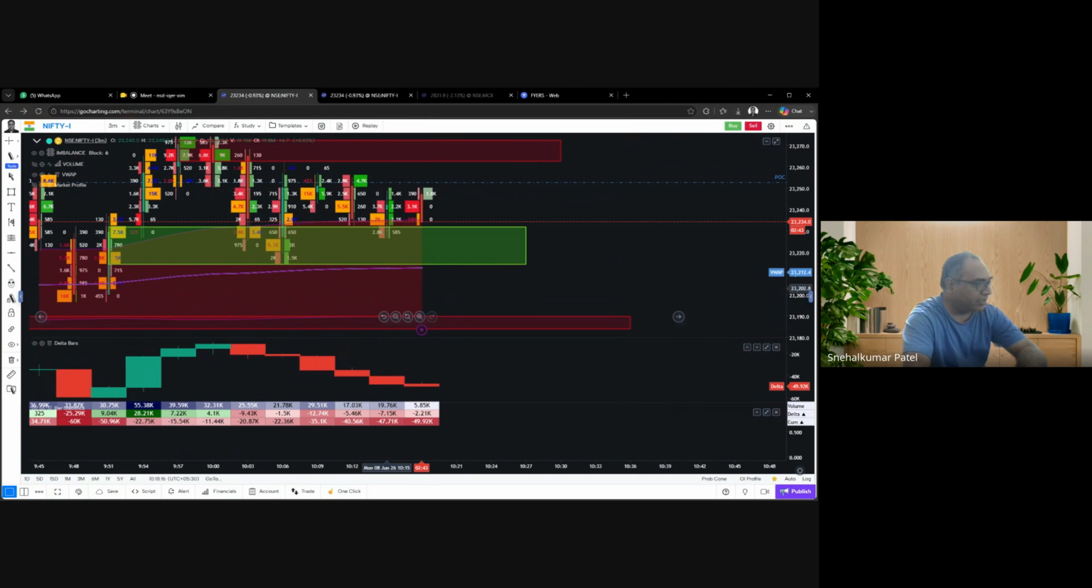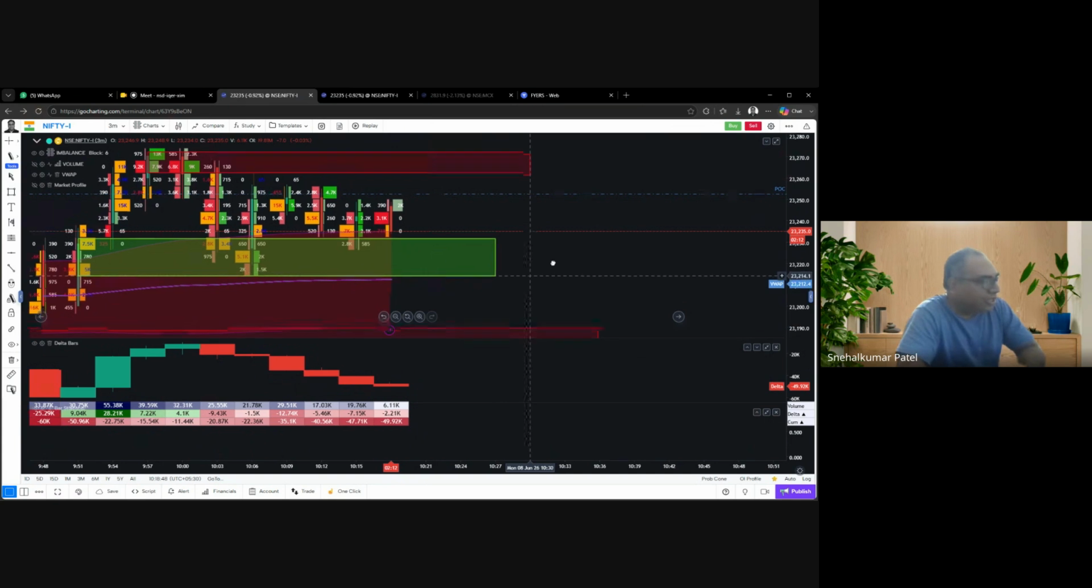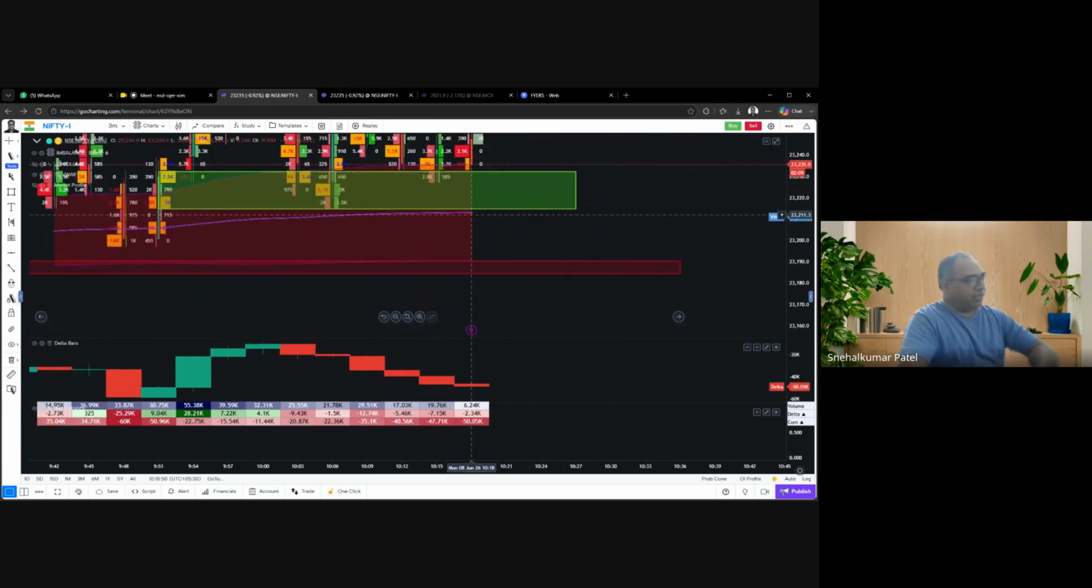Candle closed in green, but still sellers dominating. Imbalance on the sell side, imbalance on the sell side. In the last three candles, we have seen that all the imbalance is on the sell side. Delta is also supporting. Delta is also negative. Let's wait for it to break this level and sustain below VWAP, then we can see.